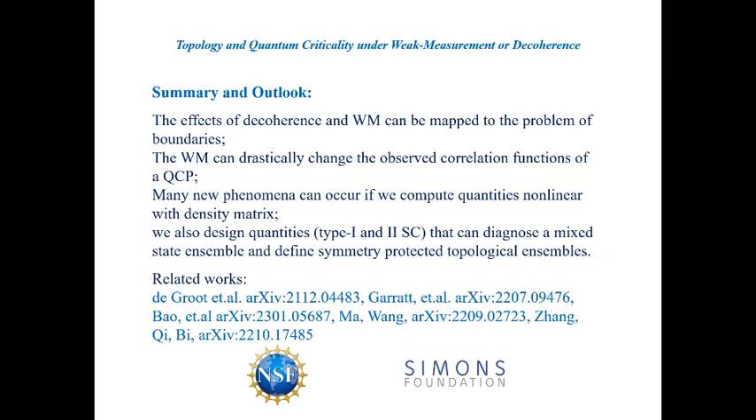So again, the type two strange correlator is maybe a better tool to diagnose the symmetry protected ensemble. This is the summary here. We are trying to say that weak measurement or decoherence can drastically change the system, because we can map to a boundary problem, and many bulk evaluations become boundary evaluations. We also discussed several diagnoses for mixed state ensembles, and we can use them to define symmetry protected topological ensembles.